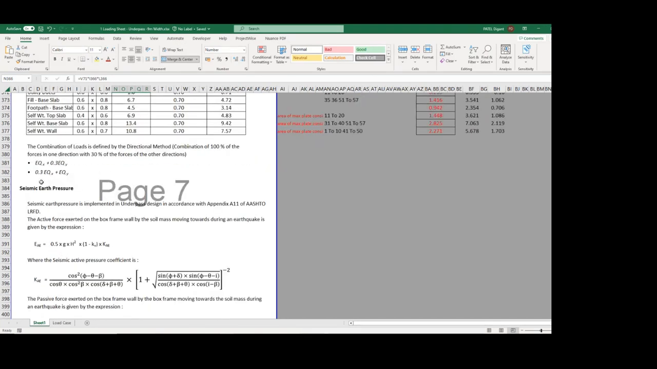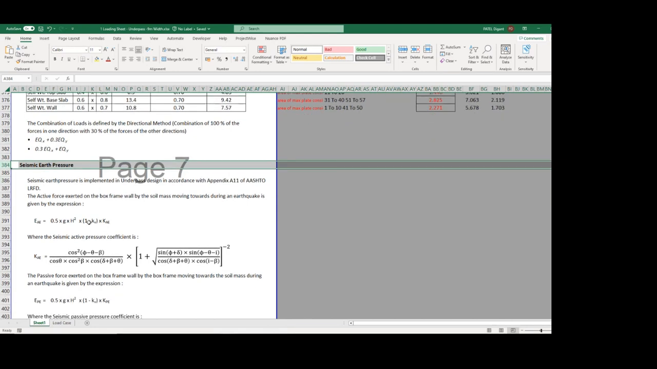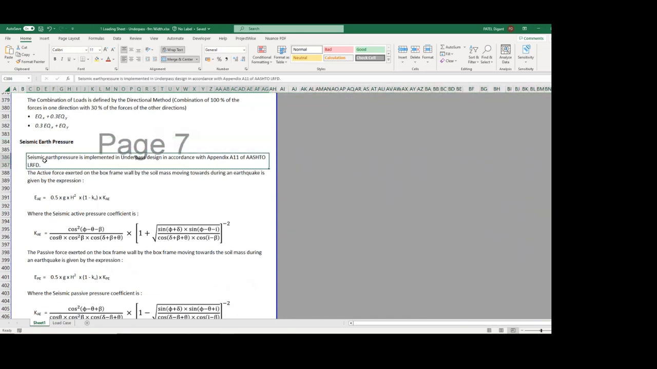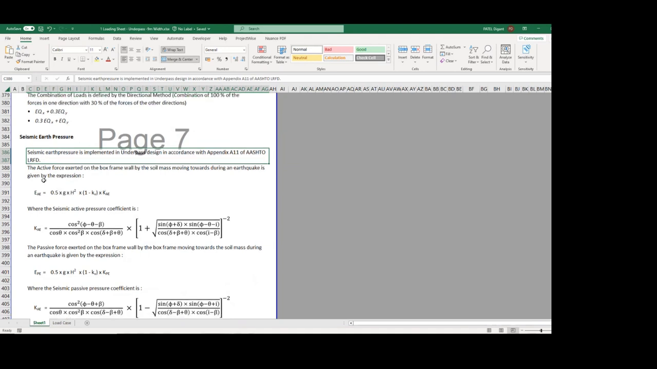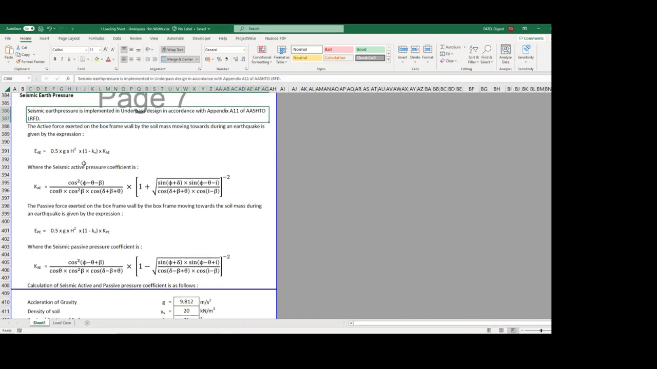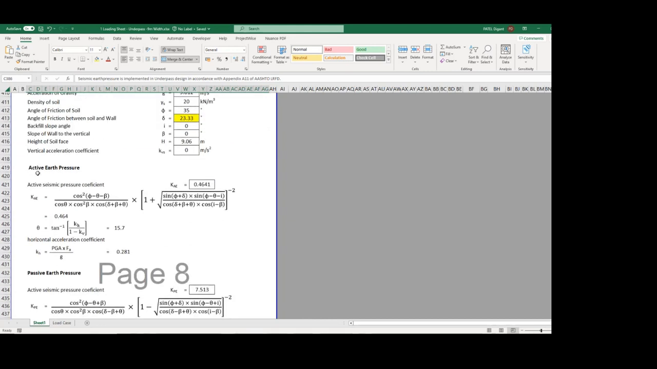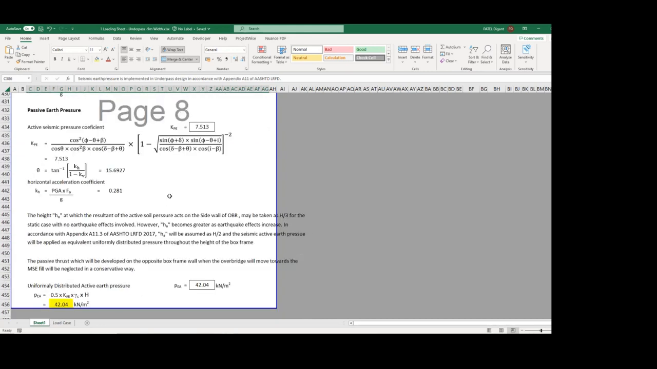When an earthquake comes, we have to use seismic earth pressure. The seismic earth pressure load needs to be considered. For that, the DBR says to use the Mononobe-Okabe method for calculation of seismic earth pressure. This is taken from AASHTO Appendix 11. These are all the equations, and we have to consider the active earth pressure and passive earth pressure coefficients.